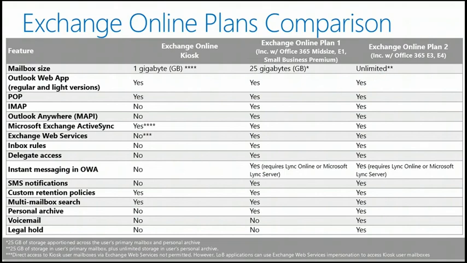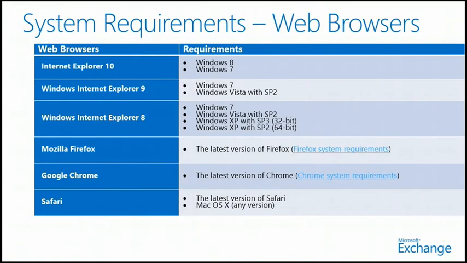And I assume we'll get some questions about that. You'll be seeing how to set that up as we go through. What are the system requirements to run OWA? Most browsers are supported, and the latest versions of the browsers are pretty much required. Pretty much all the common browsers now, even XP with Service Pack 2 or Service Pack 3, depending on if you have 32 or 64-bit.